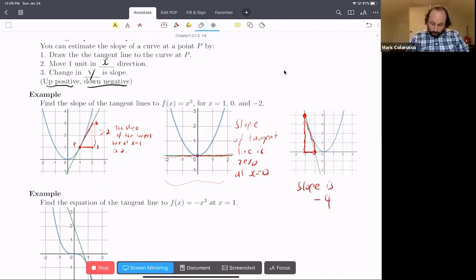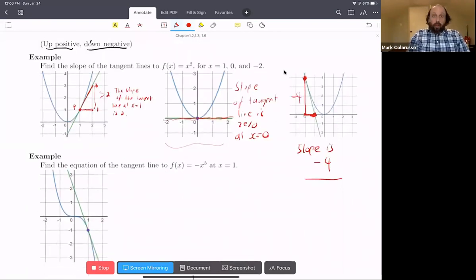So you can kind of clean it up a bit. So again, we move 1 unit in the positive x direction, and we go along this green line. We see the values of the green line drop from 4 to 0 as you go 1 unit. So it's -4. Slope is -4. Okay, let's do the cubic.